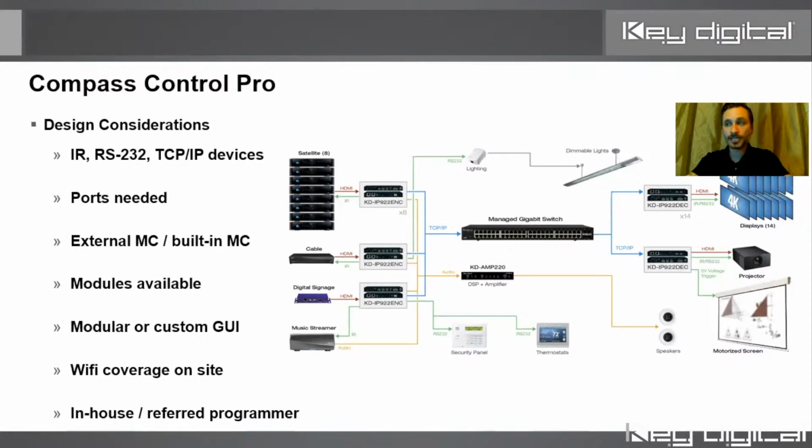For example, audio DSP, lighting control systems, security systems, and more. And you look at what modules we have already available. So those are going to make your life much, much easier as the programmer and the installer. You need to decide based on your level of training and based on your client's wishes: is this going to be a modular or custom GUI? You need to make sure you have proper Wi-Fi coverage throughout the whole job site. Anywhere your customer is going to be walking with their iPhone or iPad and opening up the Compass app to control the system, you need to make sure you have proper coverage there.